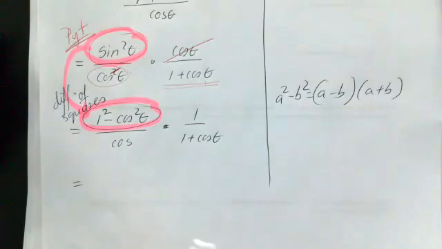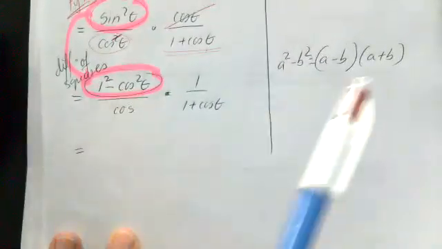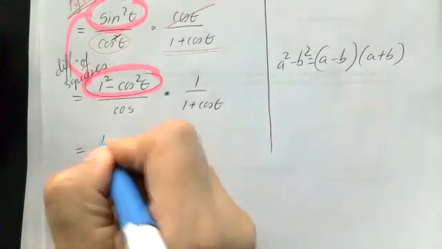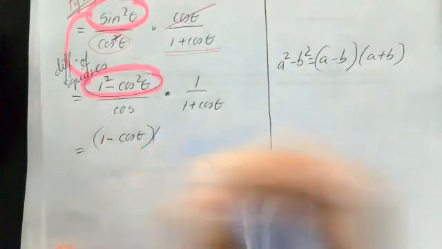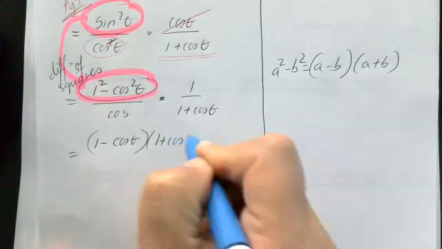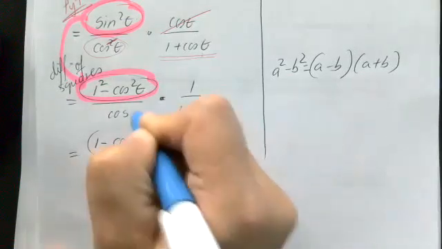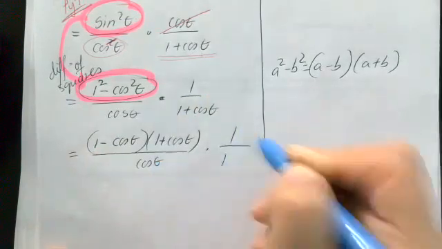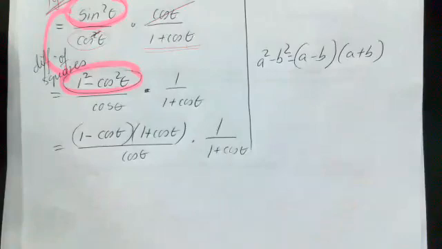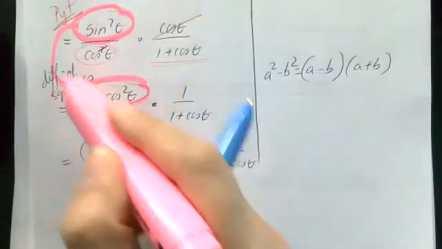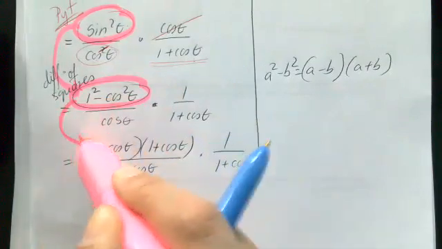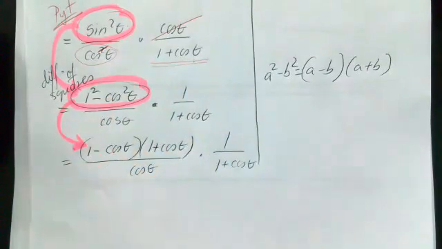So we're going to open this one up into its factorization. So we have 1 minus cos of theta, like the formula, and then 1 plus cos of theta, over cos of theta times 1 over 1 plus cos of theta. So Pythagorean identities to do the difference of squares and then open up the difference of squares into the factorization. Now, what do you think happens next?